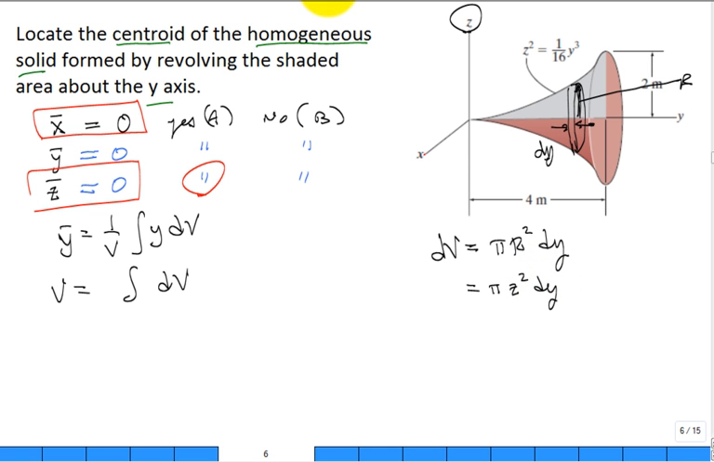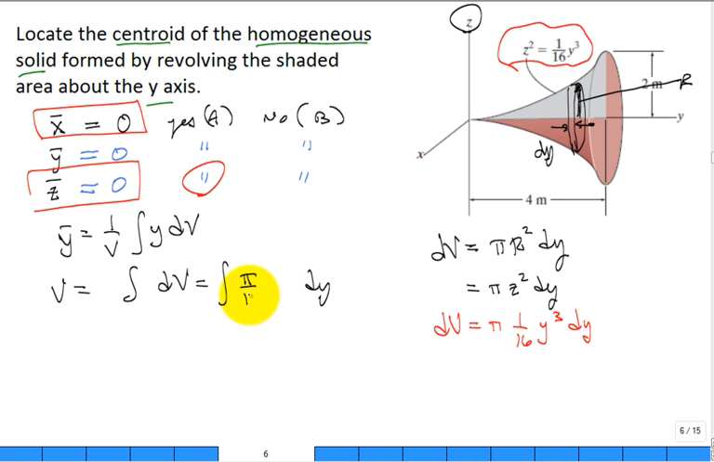Oh, and this is the way some of these problems work. Is z squared easy to put in? Sure, we can replace z squared by 1/16 y cubed, so dV is pi over 16 y cubed dy. Now we turn a volume integral into a one-dimensional integral. We're summing over all these little disk volumes to calculate the total volume. So this is the integral with respect to y of pi over 16 y cubed. The lower limit is y equal to 0, and we end at y equal to 4.